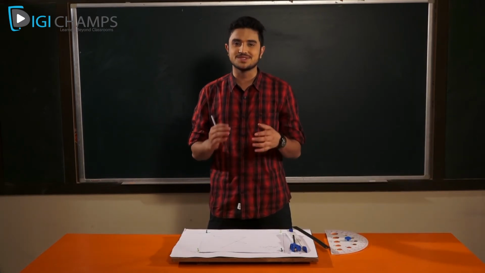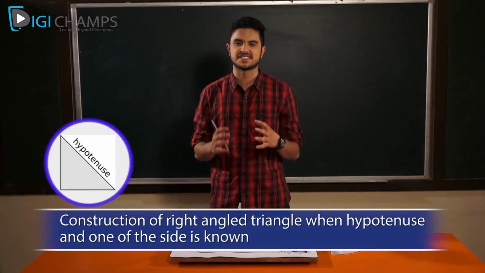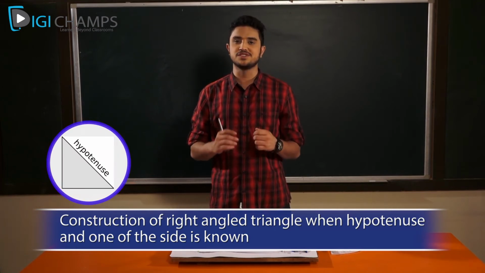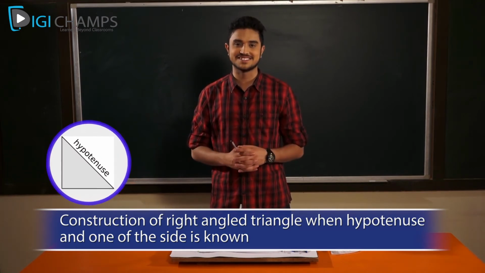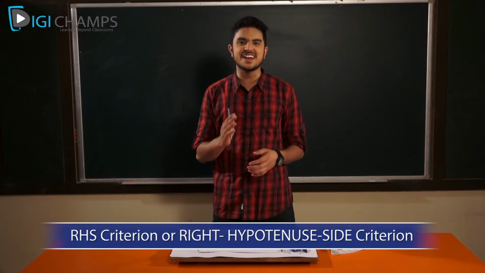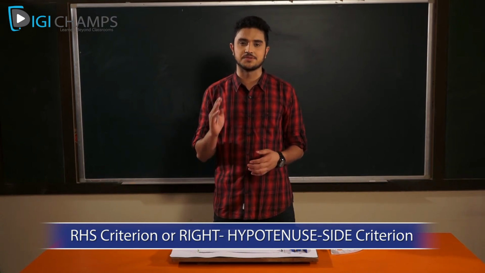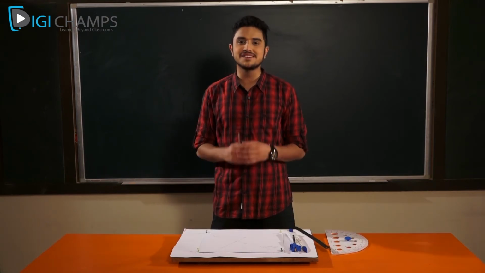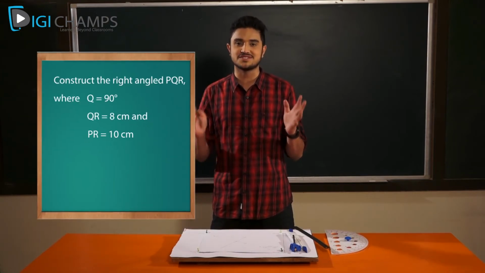So champ, now let us go to the last criteria, that is constructing a right angle triangle when we know the hypotenuse and one of the sides. This is also known as the RHS criteria, or right angle hypotenuse side criteria. Now champ, let us see an example. So the question is on your screen.